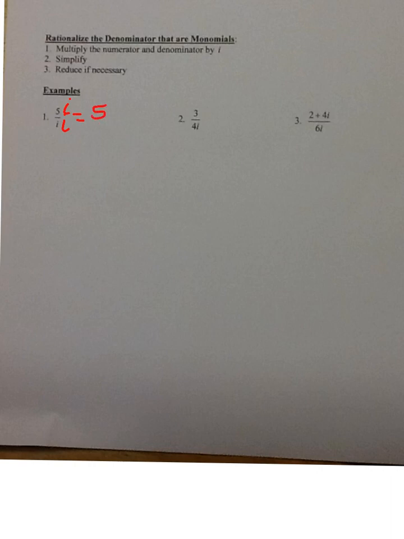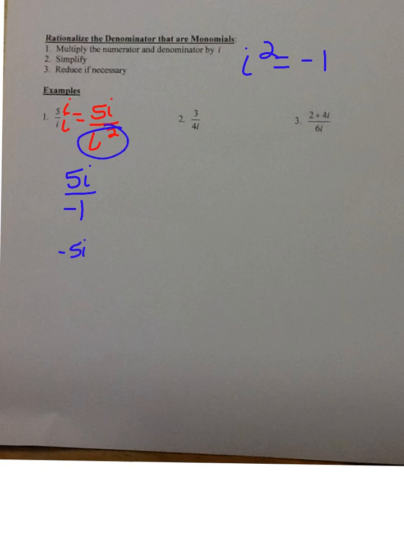So I get 5i over i squared. Now you have to remember, i squared is equal to negative 1. So I have 5i over negative 1. So that's just negative 5i. All right, let's take a look at number 2.